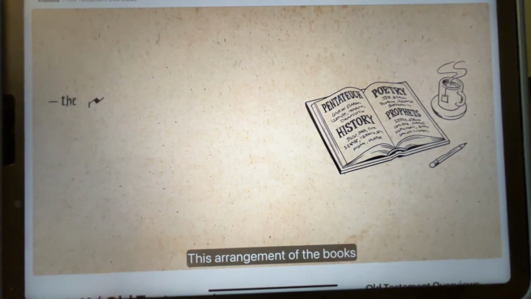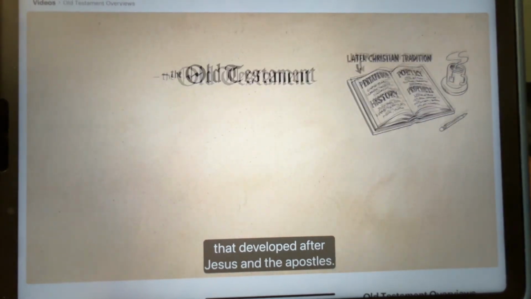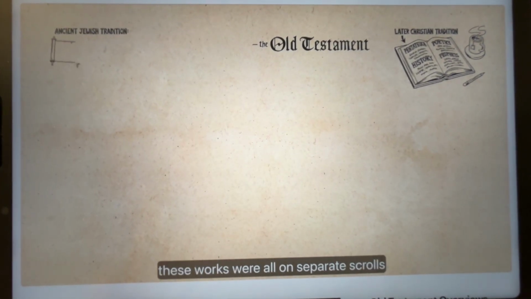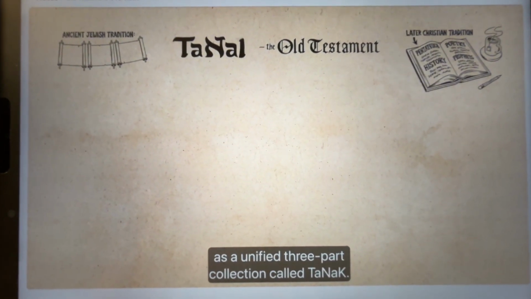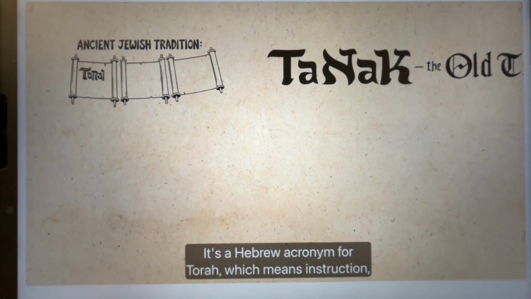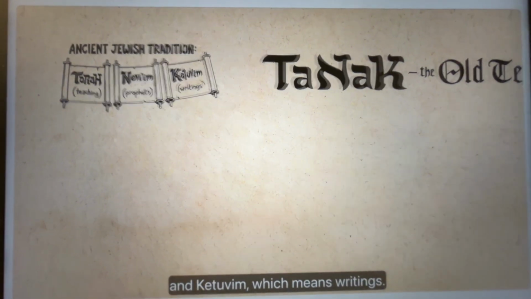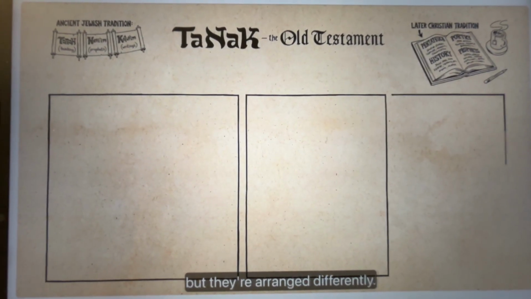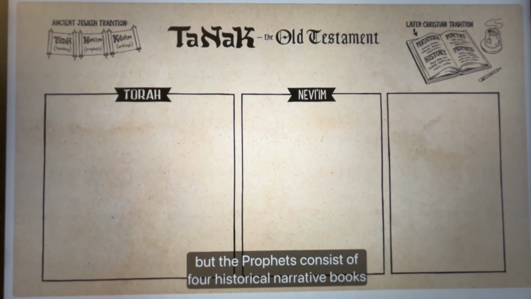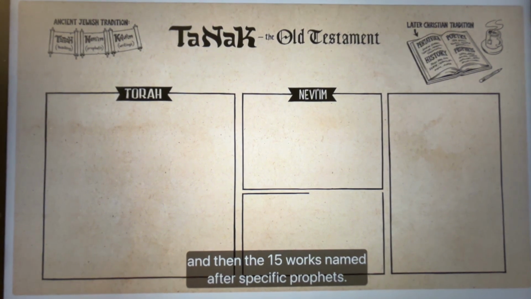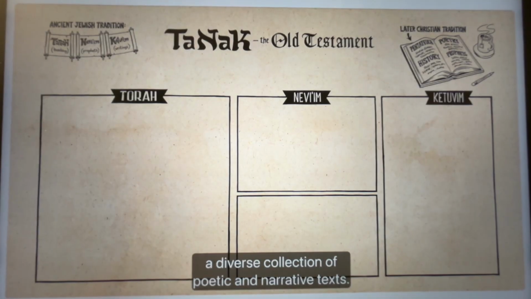This arrangement of the books in a single volume called the Old Testament is a later Christian tradition that developed after Jesus and the apostles. In ancient Jewish tradition, these works were all on separate scrolls and were conceived of as a unified 3-part collection called Tanakh. It's a Hebrew acronym for Torah, which means instruction, Nevi'im, which means prophets, and Ketuvim, which means writings. The Tanakh has the same books as the Protestant Old Testament, but they're arranged differently. The Torah corresponds to the Pentateuch, but the prophets consist of 4 historical narrative books and then the 15 works named after specific prophets. After this comes the writings, a diverse collection of poetic and narrative texts.